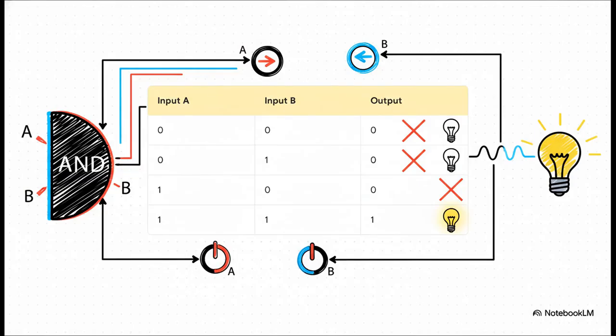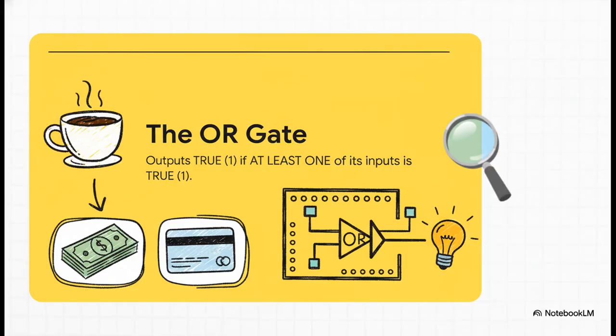This little chart here is called a truth table, and it basically shows you the rules in action. As you can see, if input A is off and B is off, the output is off. If one is on, but the other is off, the output is still off. The only way we get a 1 on the output is if input A and input B are both 1. See? Strict.